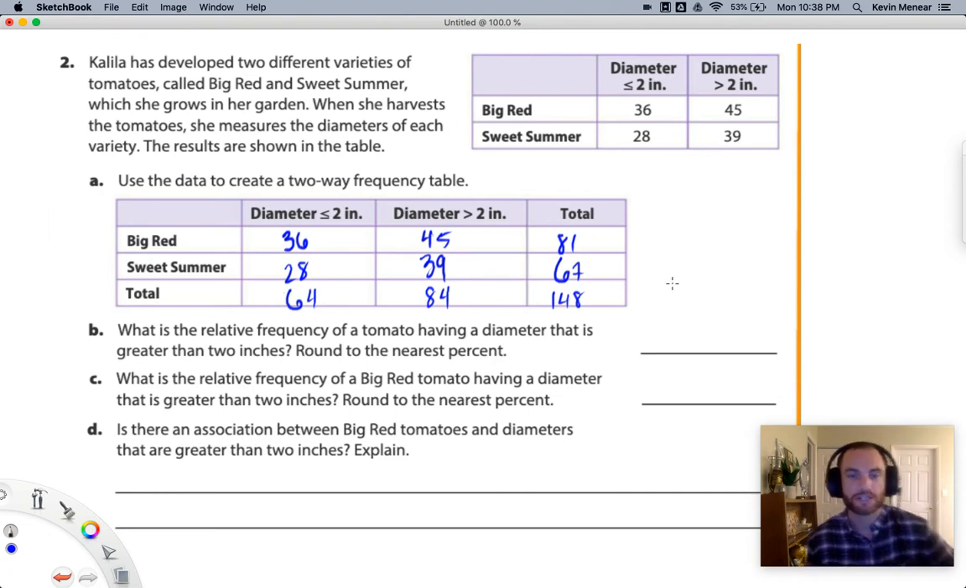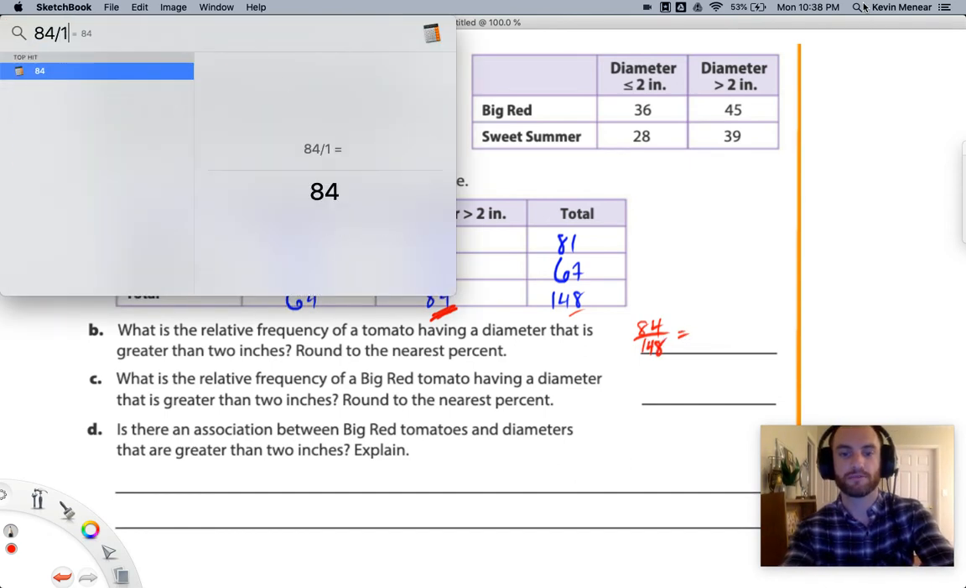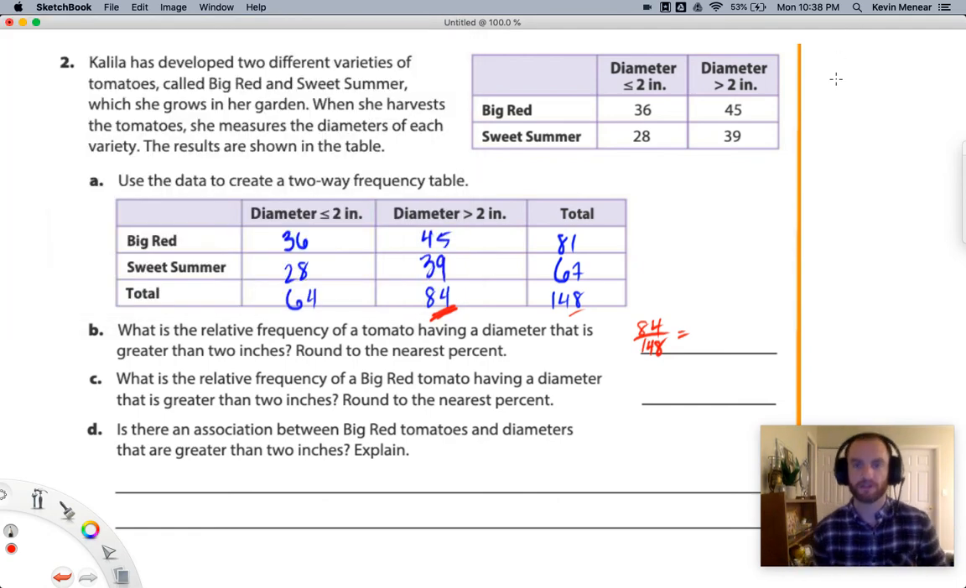Cool. What's the relative frequency of a tomato having a diameter that is greater than 2 inches? Okay, so greater than 2 inches is 84. So it's going to be 84 over the grand total of 148. So remember, it's just relative frequency, not conditional relative frequency. So I just divide by the grand total. 84 divided by 148 is 0.57. And for the record, you're totally going to be allowed to use a calculator on the test, just so you know.